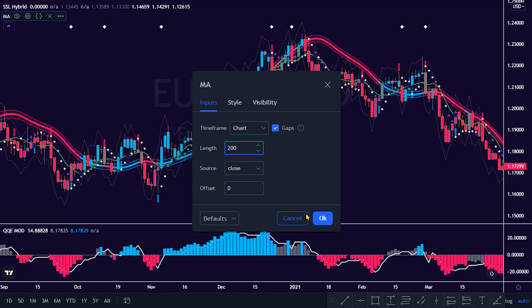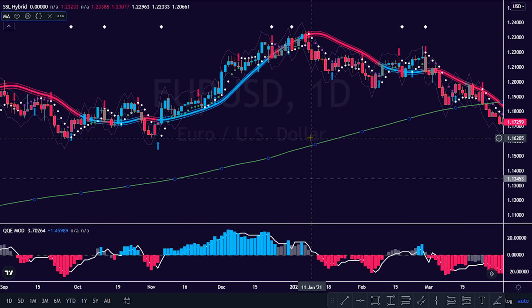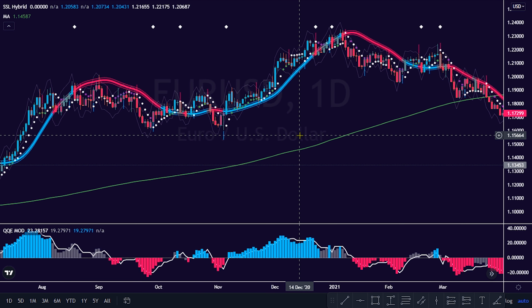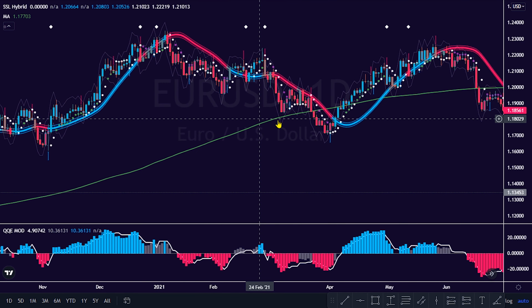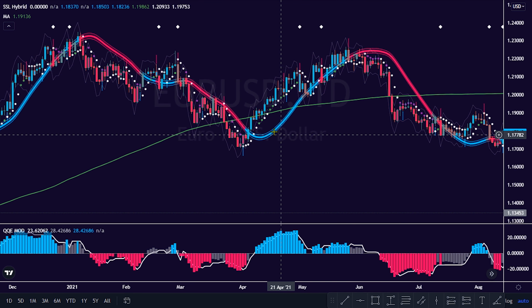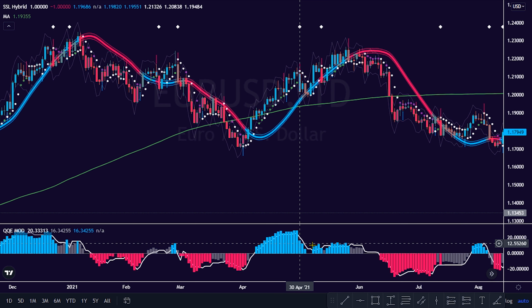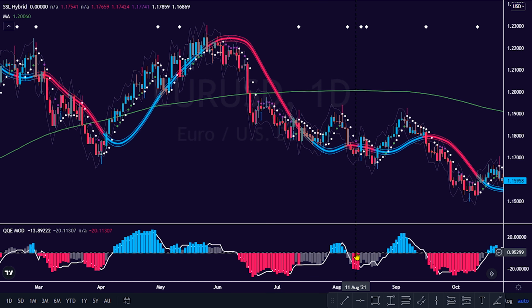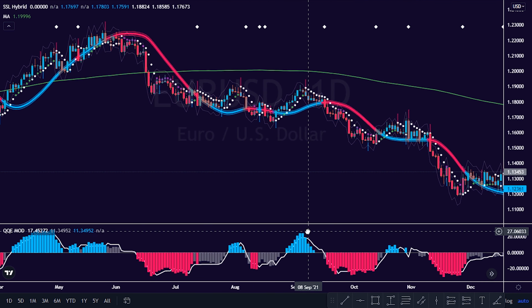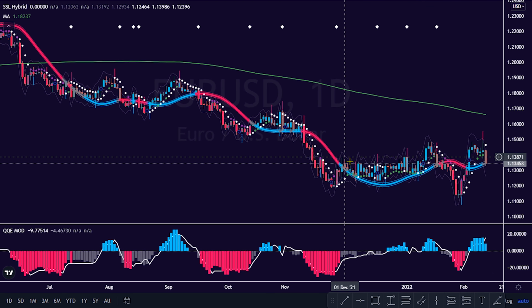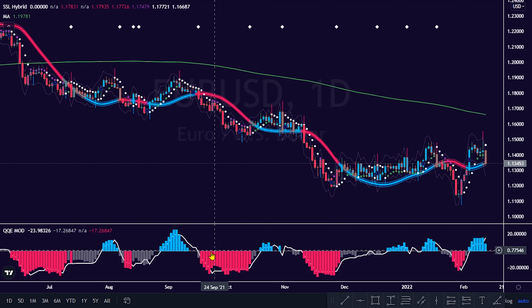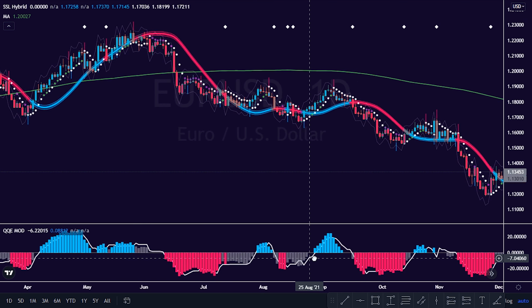Also, let's change the default length 9 to be 200 for this trading strategy. Okay, good. We now have the 3 trading indicators on our trading chart. So how can these 3 trading indicators be used to build a consistent high-winning trading strategy in the market? Before we delve in to learn how these 3 trading indicators can be used to build an effective high-winning trading strategy, we need to know the 3 basic rules guiding this trading strategy.